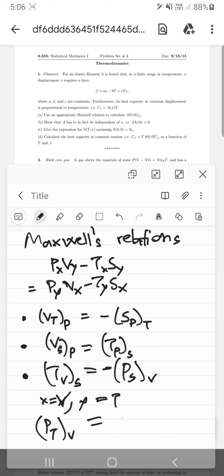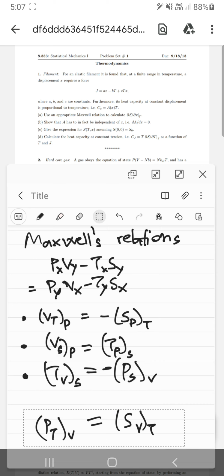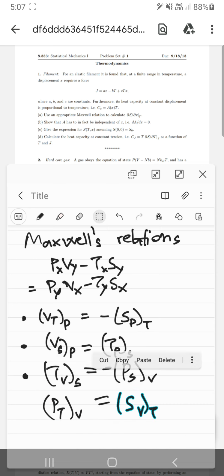That's equal to 1. So just s sub v at constant temperature, I suppose. Yeah, cool. So these are the only real relations that we want to use. Everything else is just something that's coming from the question. Okay, cool.